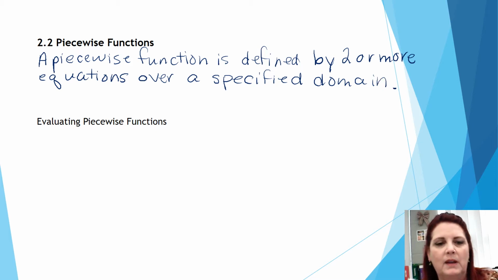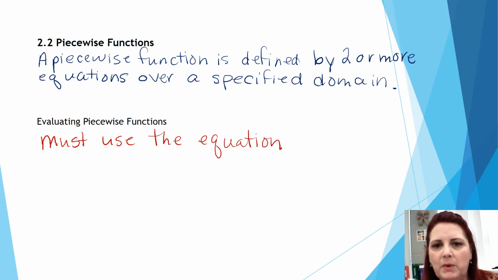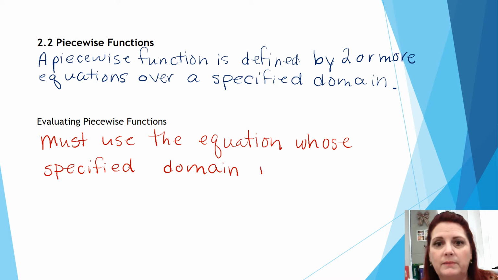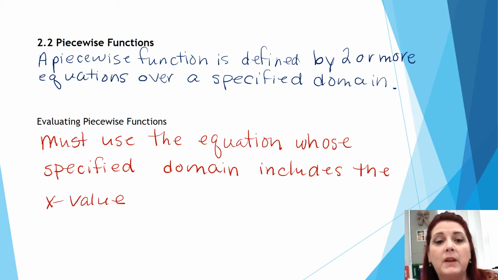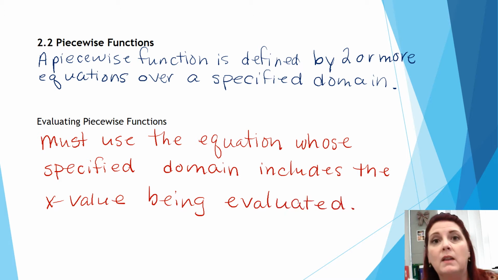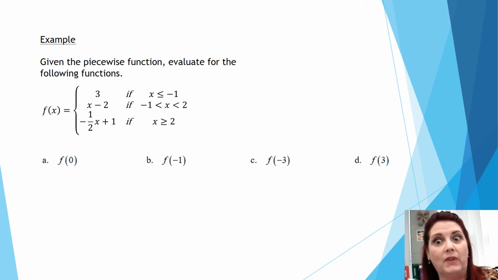All right, so when we evaluate them, we're going to use that specified domain to know what part of this broken up function we're going to use. So we must use the equation whose specified domain includes the x value that's being evaluated. It's really, really important that we pick the right function that we're evaluating. So that's what a piecewise function looks like.